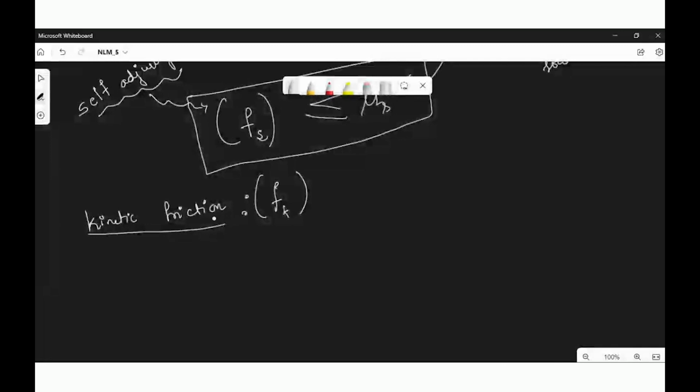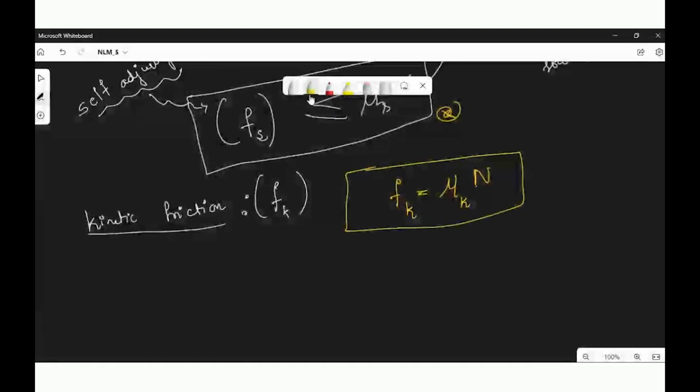When the applied force exceeds the maximum limiting friction, the object starts to slide, and once it starts sliding, you cannot use the above equation. Whatever frictional value exists then, we call kinetic friction. Again this kinetic friction is found to be proportional to the normal reaction, and the coefficient of proportionality is called the coefficient of kinetic friction.